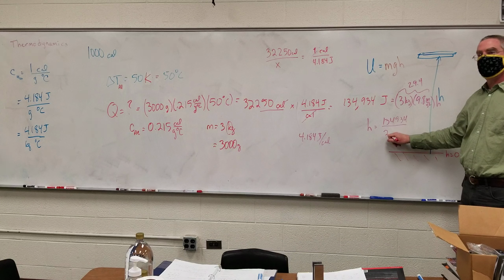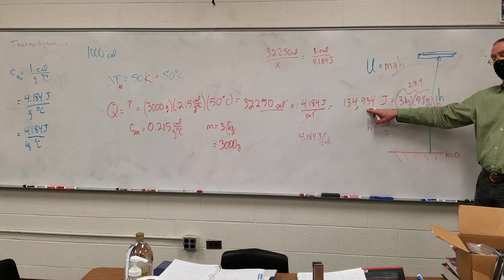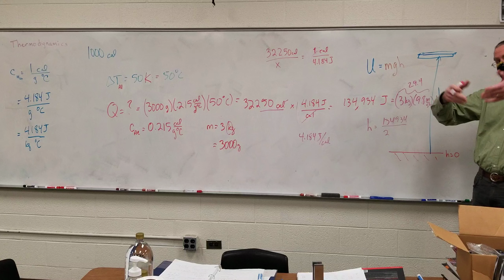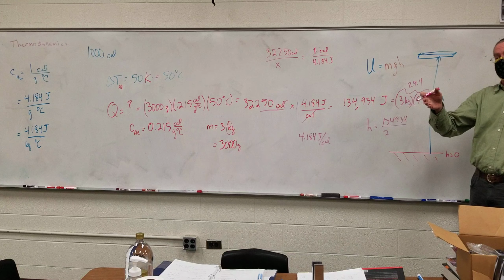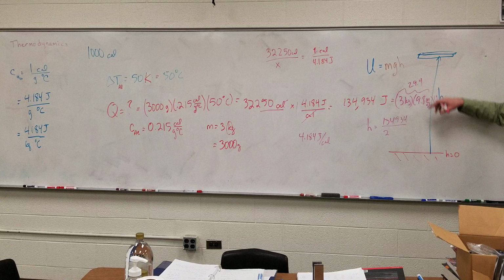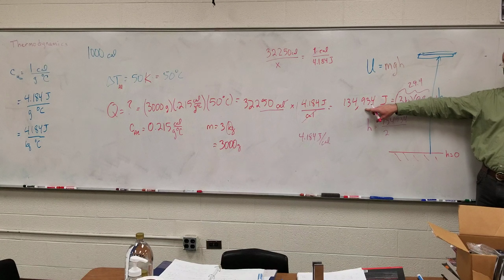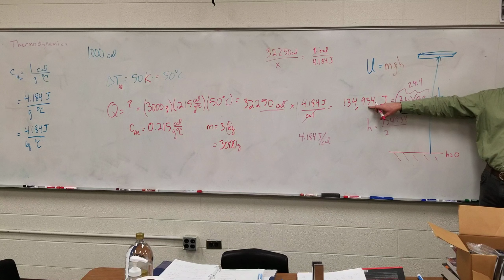What are we doing? The question I asked was, this is the amount of energy that was required to make the aluminum change temperature by 50 degrees Celsius. So the question I asked is, if the ground is h equal to zero, how high up does the aluminum need to be for that amount of energy to be potential energy? In other words, I want to find a height for that to be equal to potential energy.